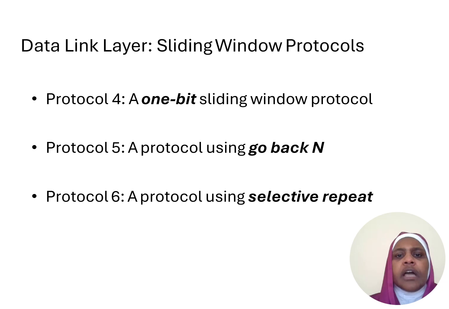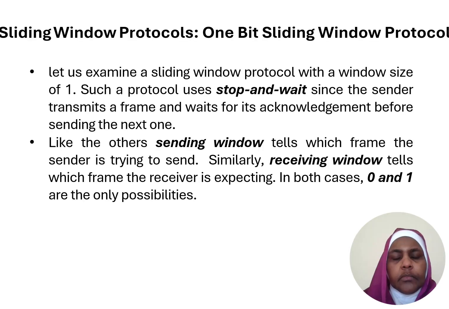There are three types of protocols that we're going to discuss in this lecture: the 1-bit sliding window protocol, the protocol using go back N, and the selective repeat protocol. The first protocol to examine is the 1-bit sliding window protocol.